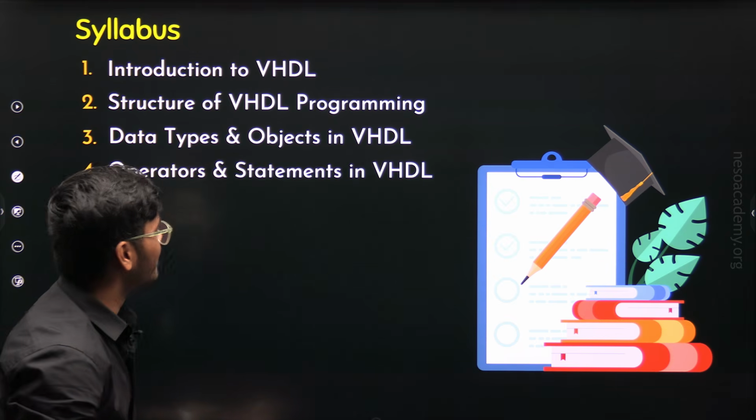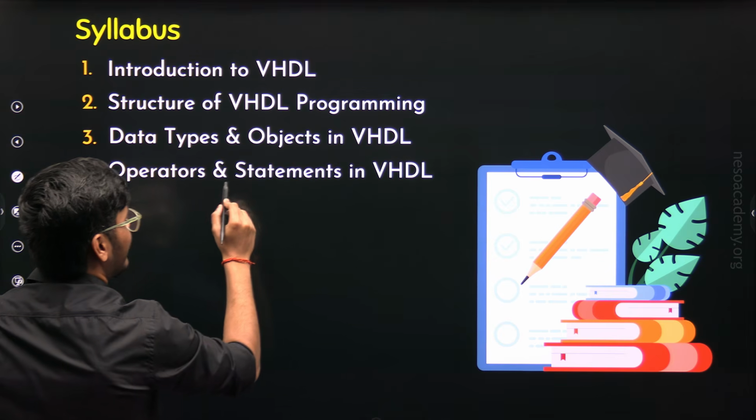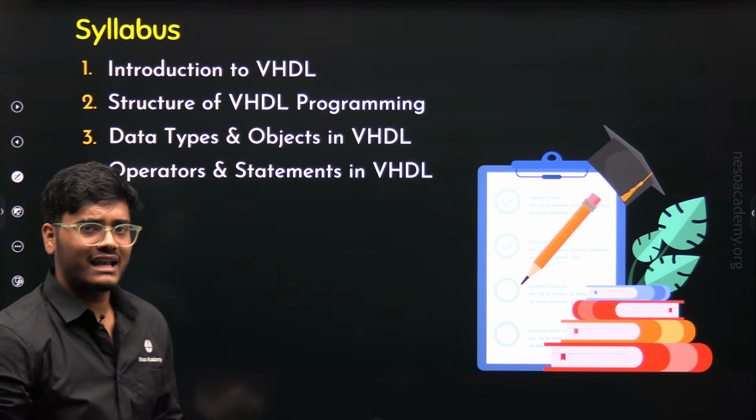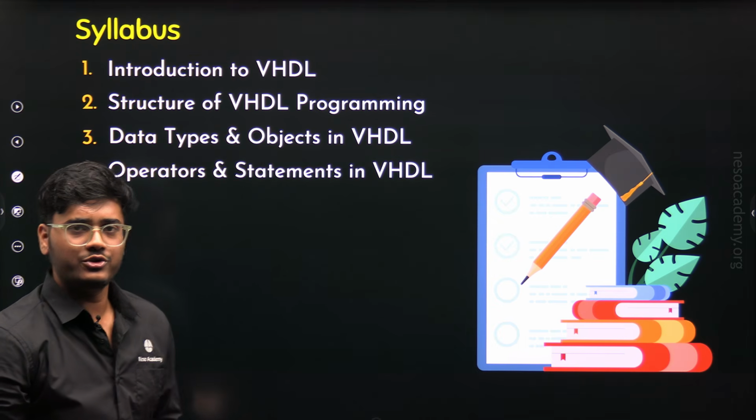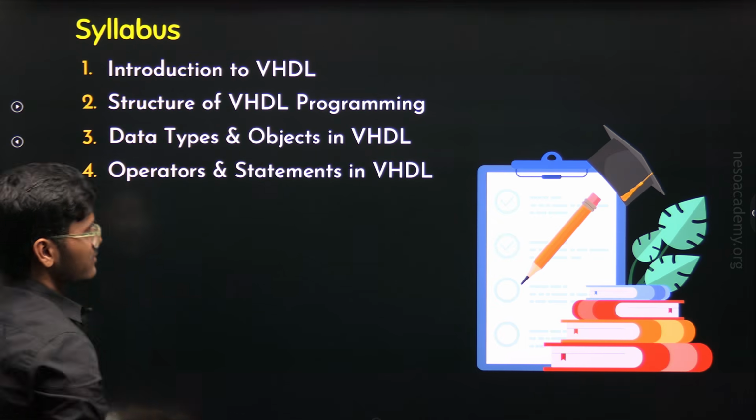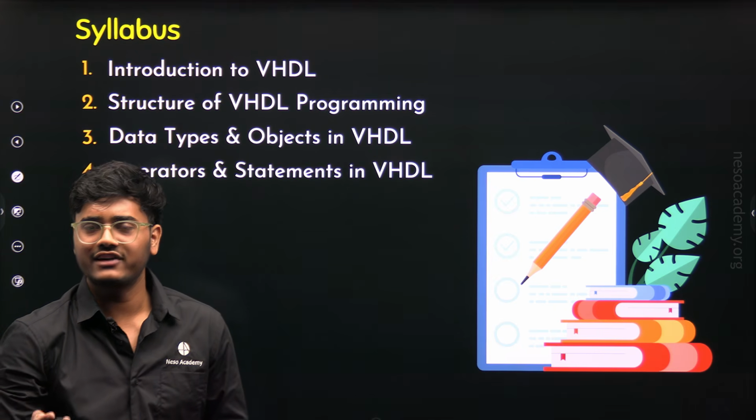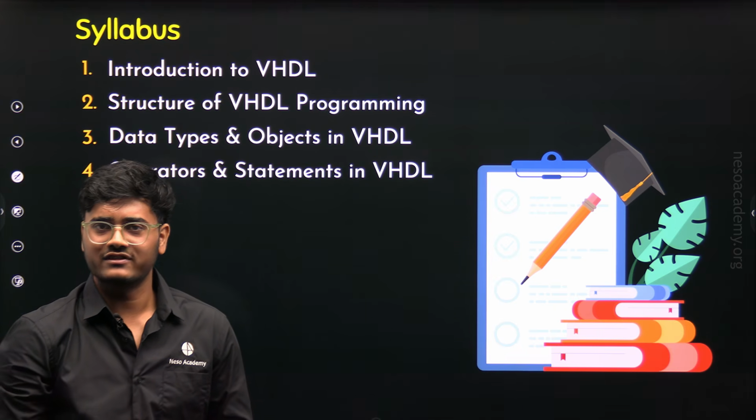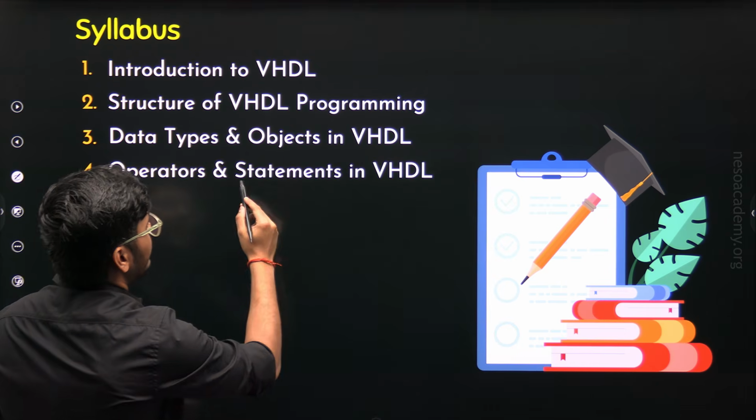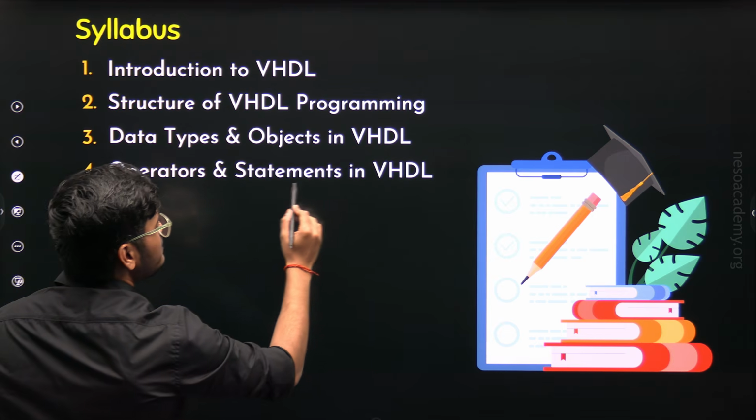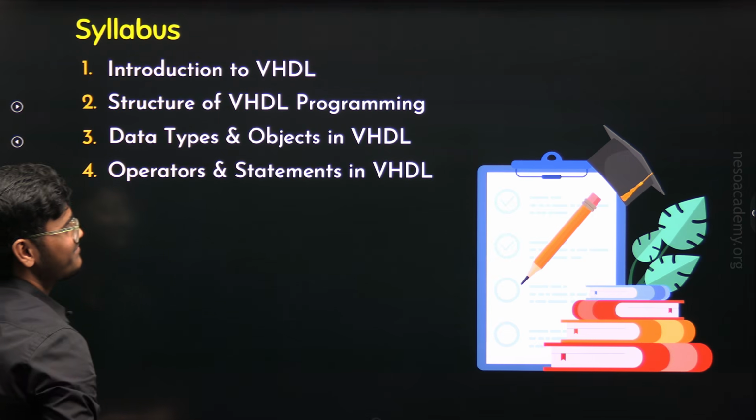Then, our next chapter is operators and statements in VHDL. Just like any other programming language, VHDL also uses operators. For instance, arithmetic operators, logical operators, and relational operators. After that, we will see statements in VHDL, which define how operations are performed within the program.